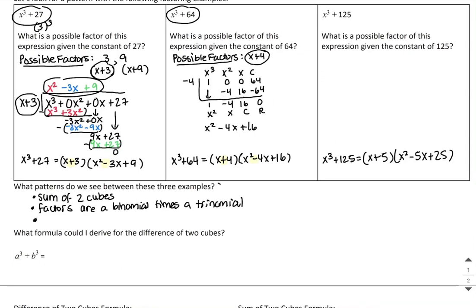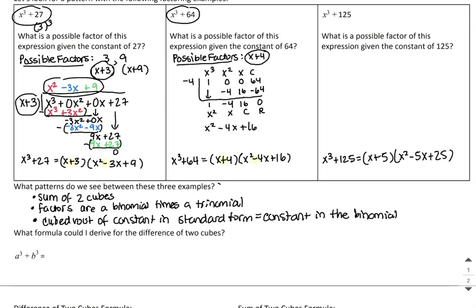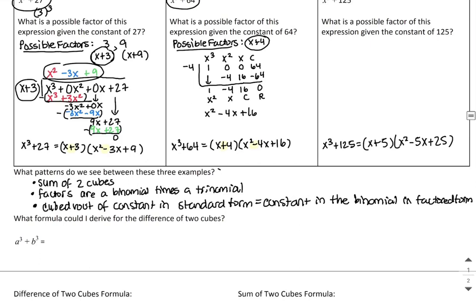And I see that the cube root of the constant in standard form is equal to the constant in the binomial in factored form. Okay, and then if I wanted to derive a formula for a cubed plus b cubed, I would see I have a plus b times a squared minus ba plus b squared.